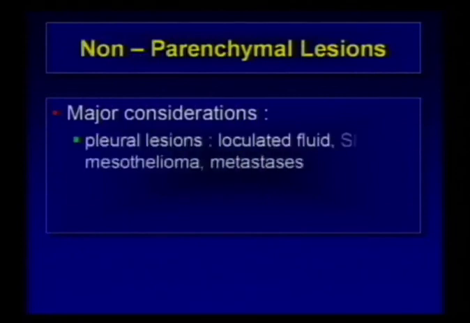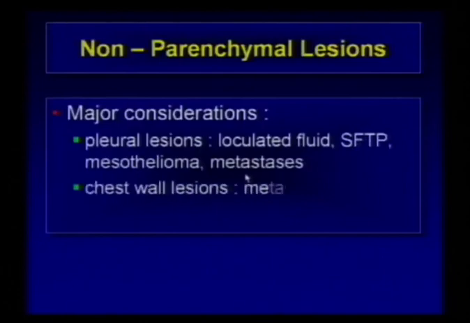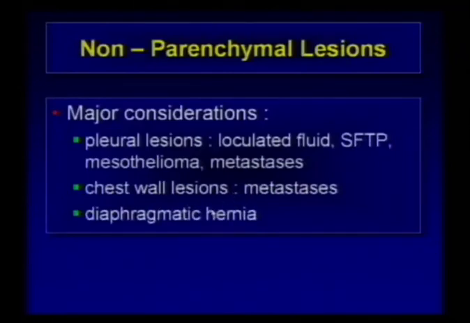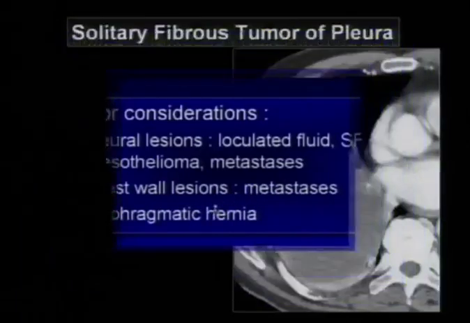How about non-parenchymal lesions? Your major considerations are lesions from the pleura. So you could see loculated fluid that simulates a lung mass, solitary fibrous tumor of the pleura, mesothelioma, and metastases to the pleura. The one I want to focus on is solitary fibrous tumor of the pleura because it can look like a real lung mass. You may see lesions from the chest wall that can simulate a lung mass, usually metastases, or even a diaphragmatic hernia can look like a lung mass as it's squirting up into the thorax.